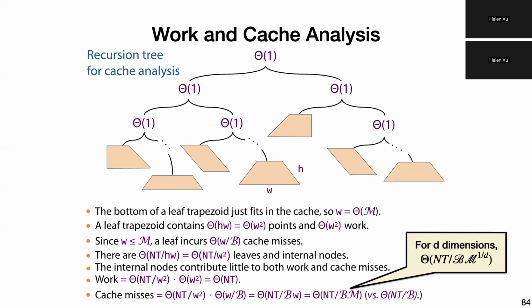The cache misses is the total number of subproblems times the cost of each subproblem. Now this is w over b, because we just said that the leaf incurs w over b cache misses. You multiply them. This is nt over bm, because w is theta m. And remember with the looping version that we had nt over b. So this has an extra factor of m in the denominator.